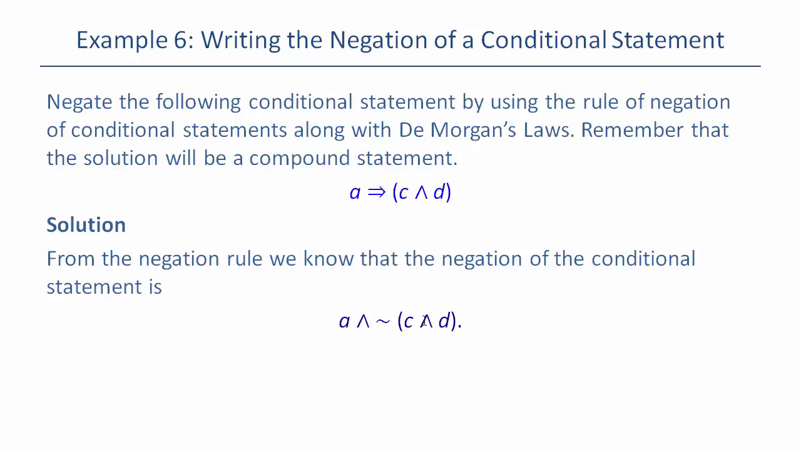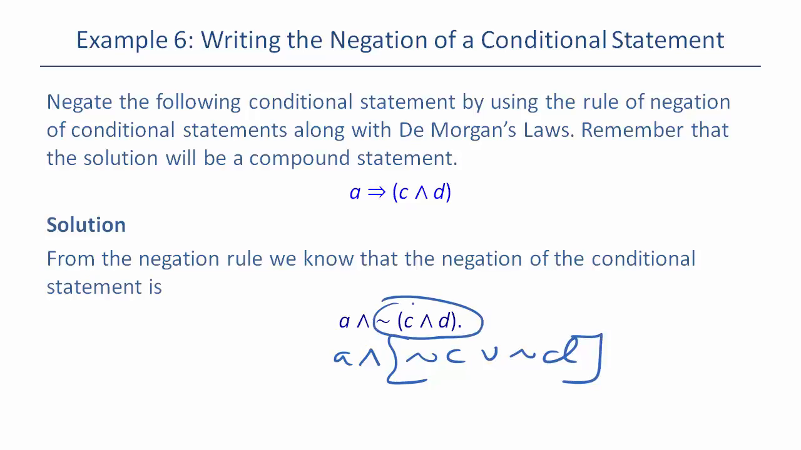But isn't not this stuff we could use De Morgan's law if we wanted to? Couldn't we take this a step further and say it's A and then what happens to this? This whole big piece becomes not C or not D, right? That's what happens to that piece when you use De Morgan's law. So it basically becomes A and not C or not D.